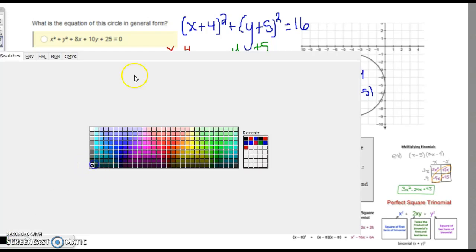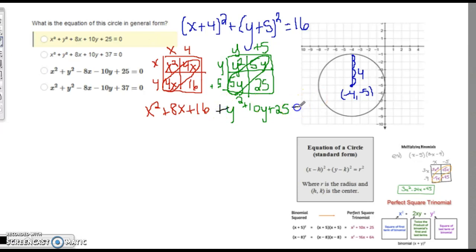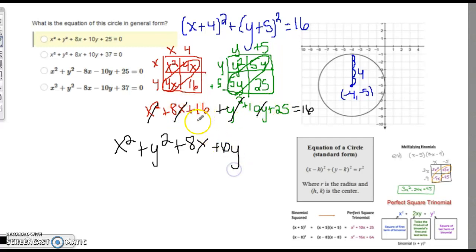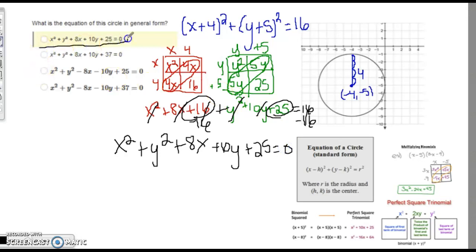And then just bring down what we haven't used. So bring down our plus sign and bring down the equals 16. Then put it in order. X squared comes first, then y squared, then x, then y. Then combine your like terms and move 16 over. So we get 25 equals 0.